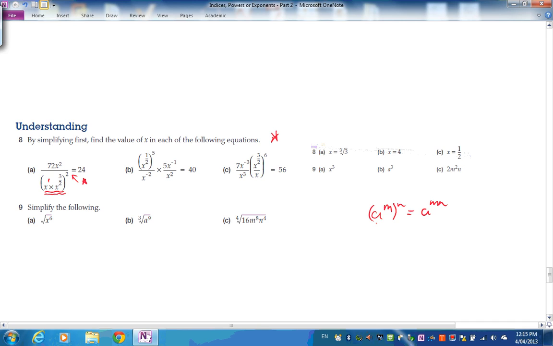That's getting a little bit harder to stick with it when you've got x's floating around as well there. So pause the presentation and have a go. Check your answers here.